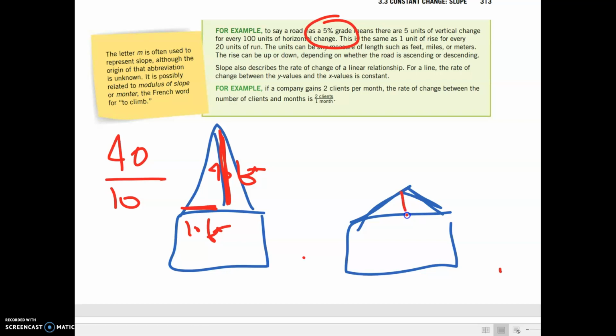And then here you might have more shallow, right? So the rise might say be just 10 feet.